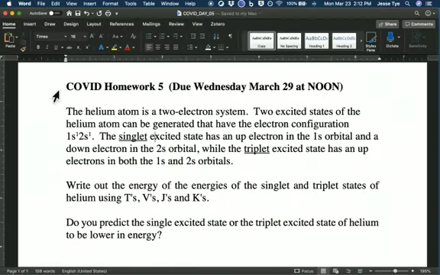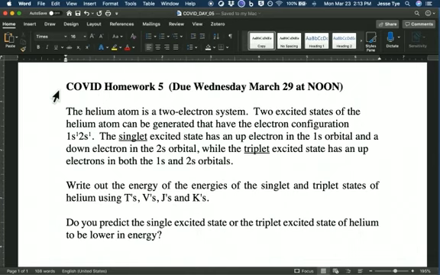The homework for day 5 is given here. The helium atom is a 2-electron system. 2 excited states of the helium atom can be generated that have the electron configuration 1s1, 2s1. The singlet excited state has an up electron in the 1s orbital and a down electron in the 2s orbital, while the triplet excited state has an up electron in both the 1s and 2s orbitals.